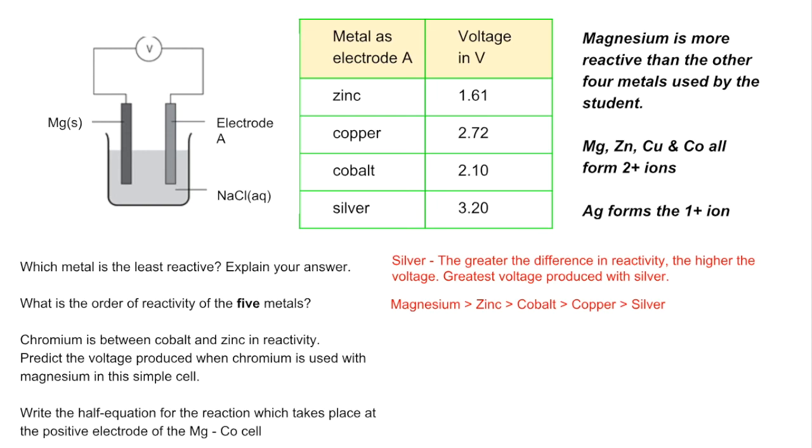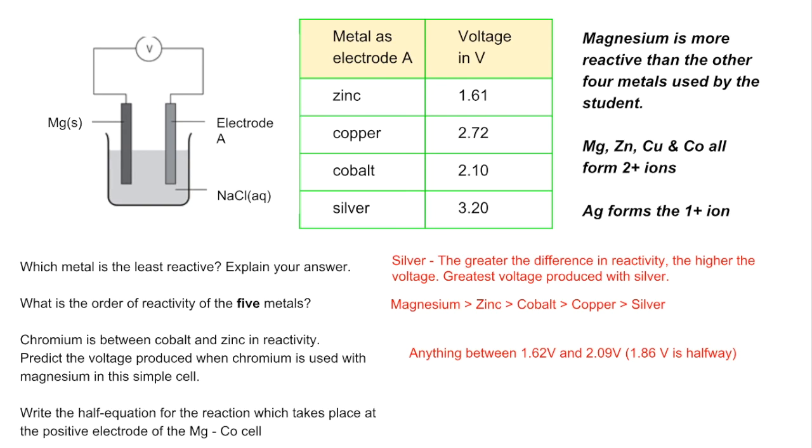Third one: chromium is between copper and zinc in reactivity. Predict the voltage when chromium's used in the cell with magnesium. So it's basically going to be somewhere in between this 1.61 and 2.10 volts.